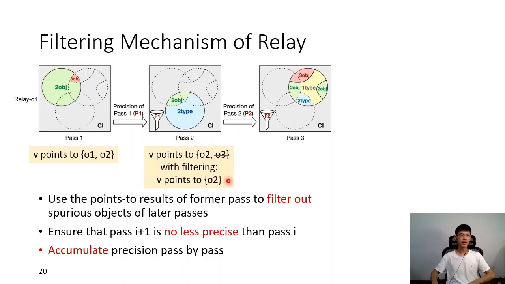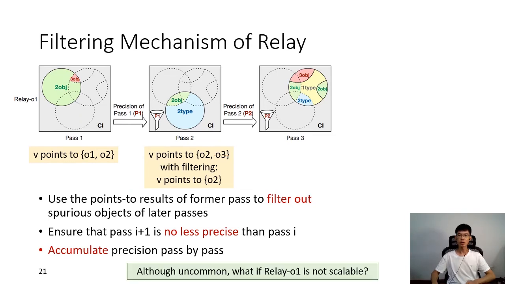This is like a relay race, which delivers the precision of each pass like a baton. That's why we call this technique relay. With filtering, we can ensure that each pass in relay is no less precise than previous passes, and the precision of different approaches can be accumulated over passes.